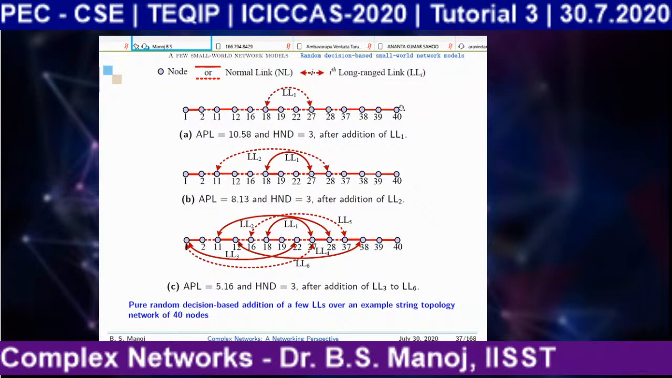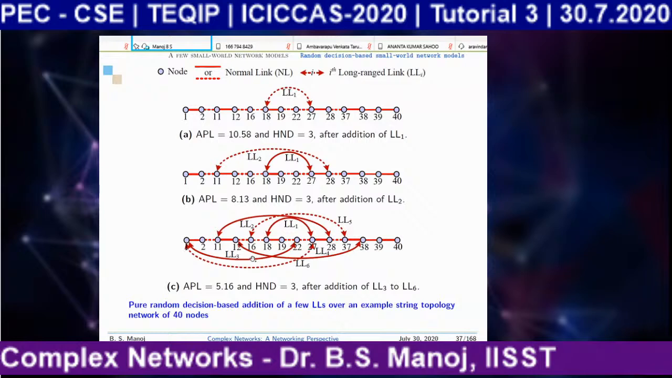This is a 40-node string topology network, a regular network, where you randomly pick one node pair to add a long link, say LL1. Then you have reduced the average path length to 10.58, and the neighbor degree changes after the addition of LL1. In the second stage, you add one more long link by again a random decision, so you reduce the average path length further to 8.13.